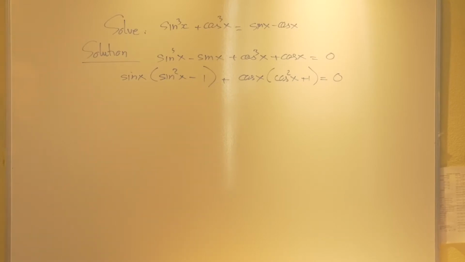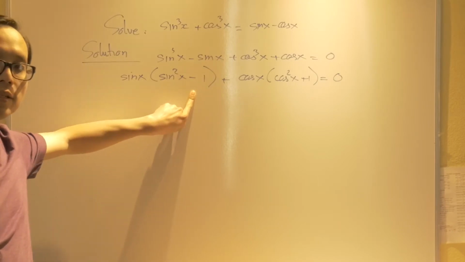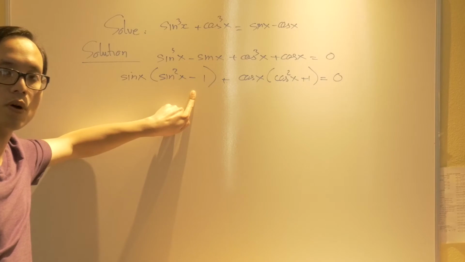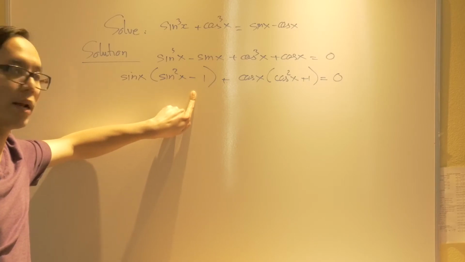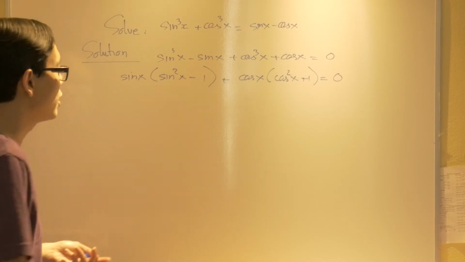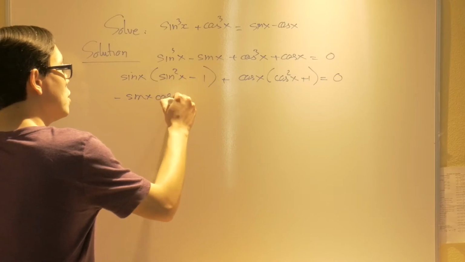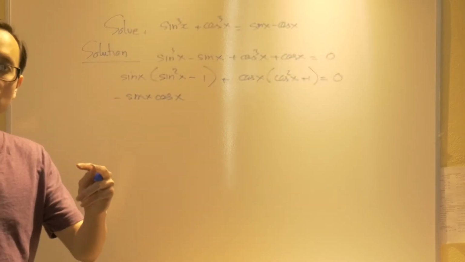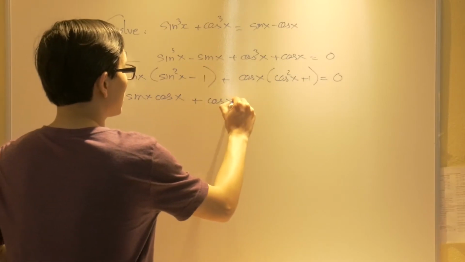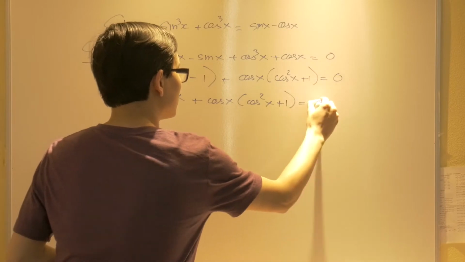Okay. And for sine squared of x minus 1, if I use the Pythagorean identity, I can change this to cosine squared, right? Because sine squared plus cosine squared is 1. But this is cosine squared equal to 1 minus sine squared, and this is sine squared minus 1, so I just need to put the minus sign in front, right? That gives you negative sine x cosine squared, because when you put the negative sign in front, you can shift the position. Plus cosine x times cosine squared x plus 1 equal to 0.